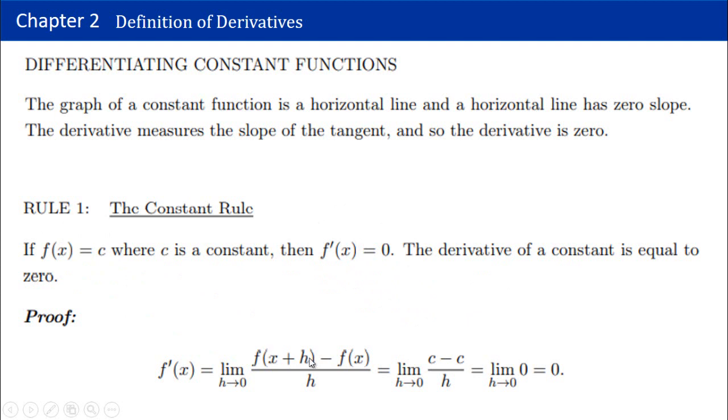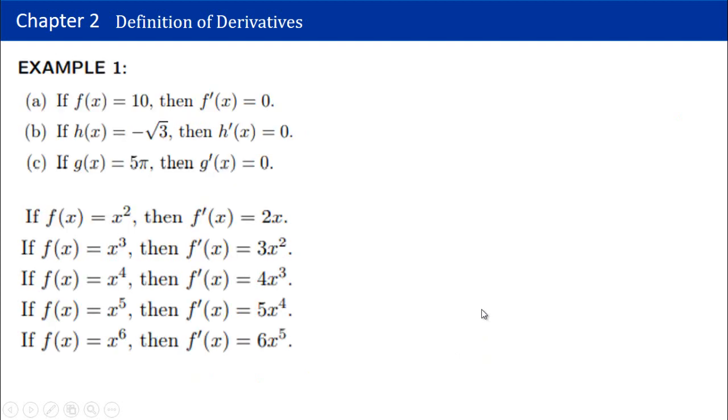The proof is here, we have f of x plus h. We know that our f of x plus h is equal to c, and the f of x is equal to c also. Then this is equivalent to limit of c minus c over h, that is equal to 0. Okay? And it means f of x equals 10, the first derivative of f of x equals 0. If h of x equals negative square root of 3, then the derivative is 0 also. If the g of x is equals to 5 pi, then the first derivative of g of x is equals to 0.